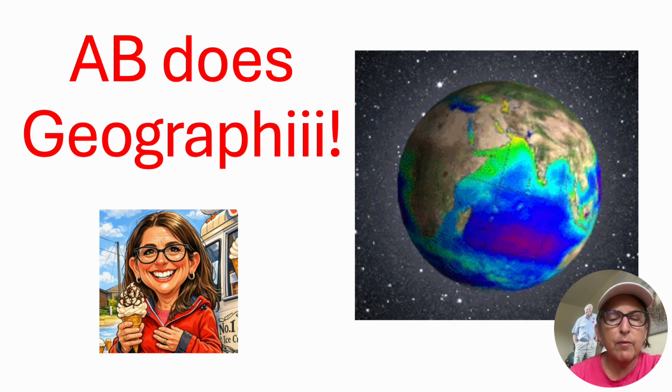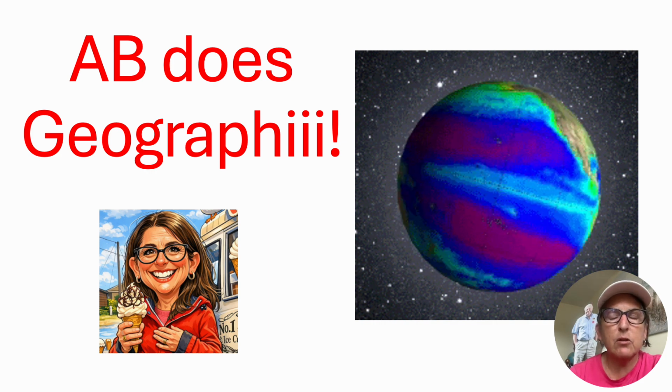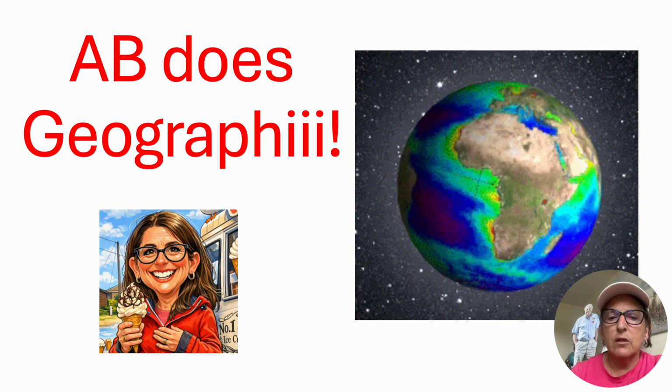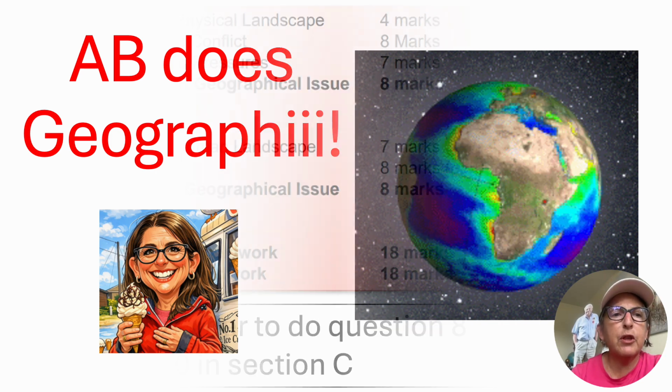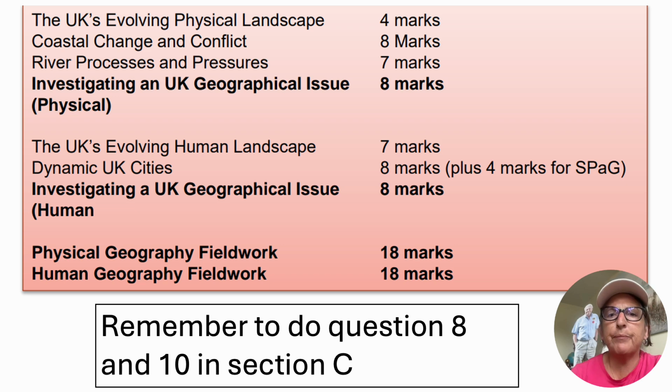This is an example of how to do an 8 marker based on section A. So we need to think back to what our core themes are in this section. So our core themes are the rock types in the UK and how they have created uplands and lowlands, depending on how resistant they are.